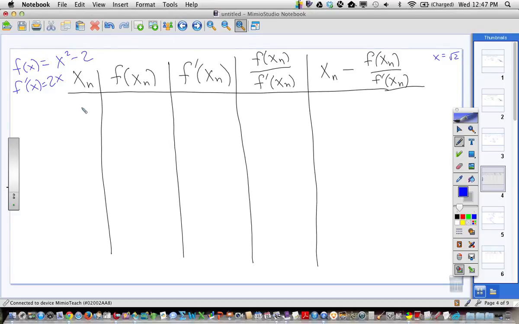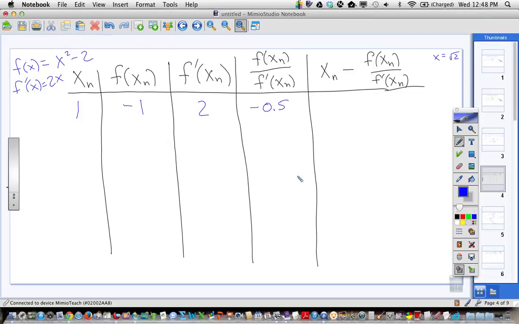All right, so let's start with a guess. Again, we know it's like 1.4 or something, but let's just start with a guess of 1. So that goes in the first column. The next thing we need is f of 1. What's that? 1 squared minus 2, that's negative 1. And then we need f prime of 1, and that is 2. And then we need to divide those. So that'd be negative 0.5.